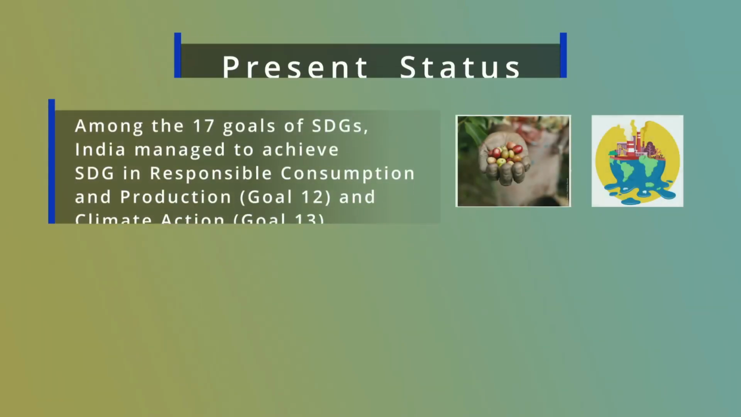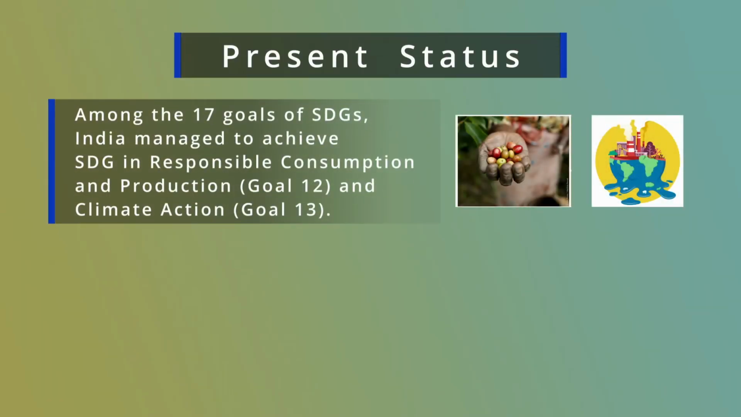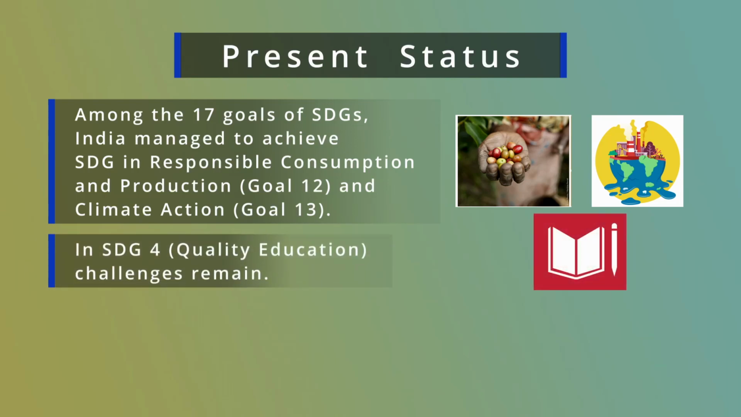If we consider 2 important categories, say Sustainable Development Goal 12 and Sustainable Development Goal 13, then in these 2 Sustainable Development Goals out of 17, India managed to achieve the target. That is, India managed to achieve the target of Sustainable Development Goals 12 and 13. Whereas in case of SDG 4, which is the quality of education, challenges remain.